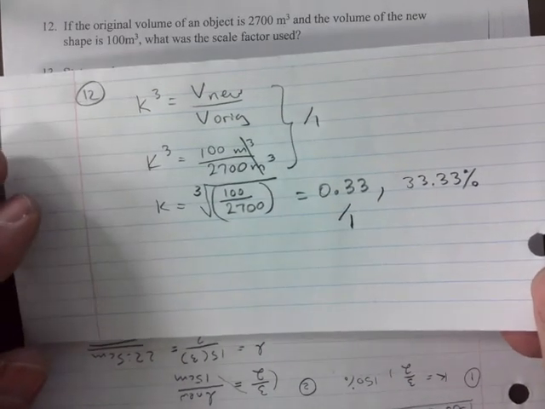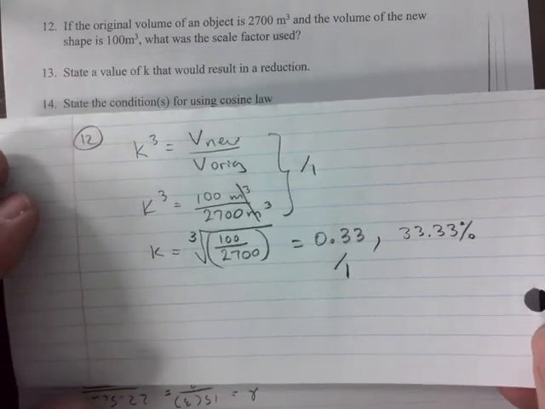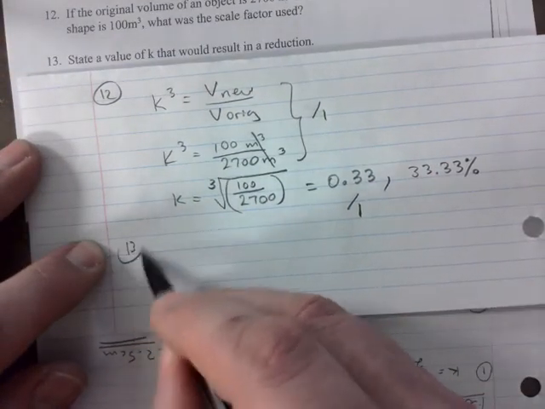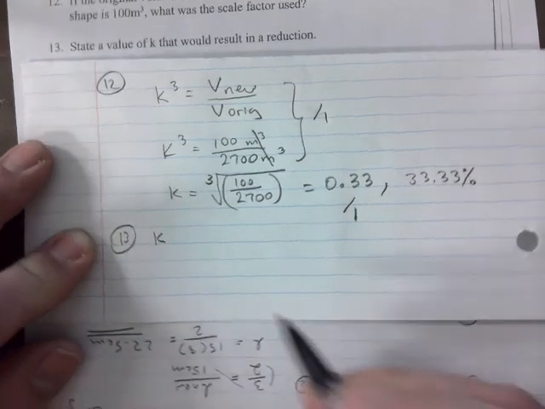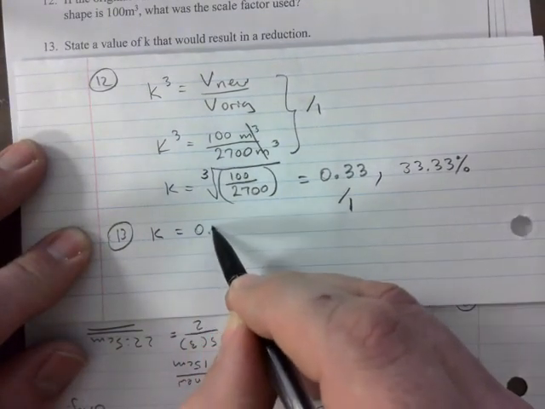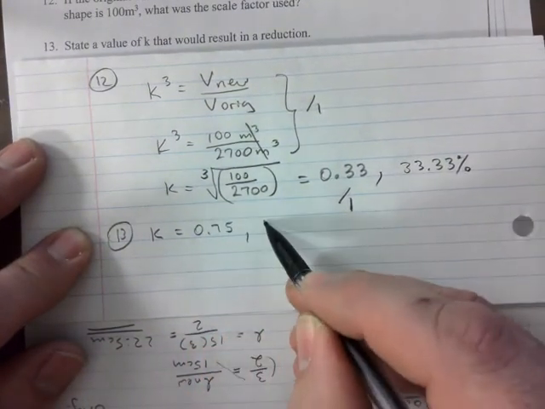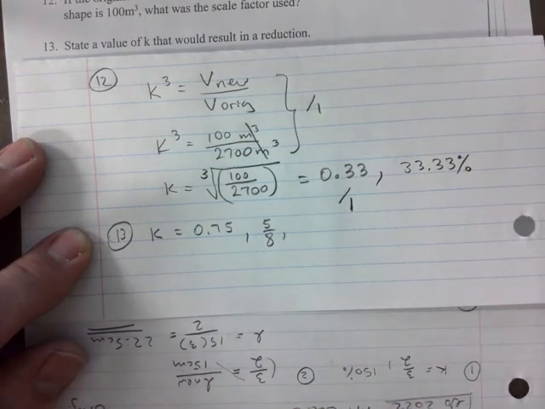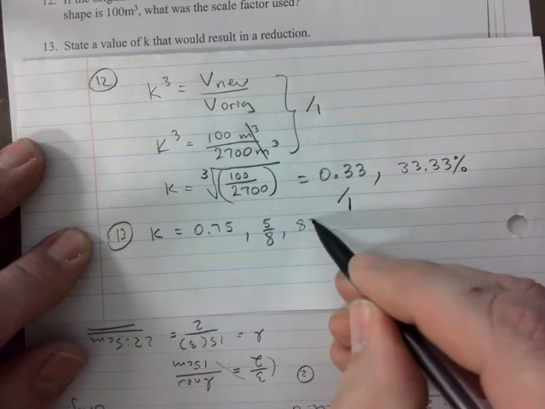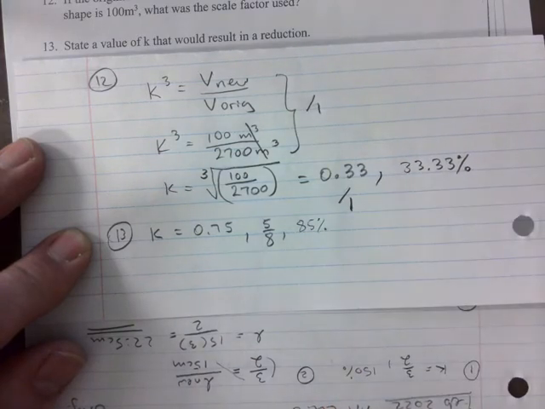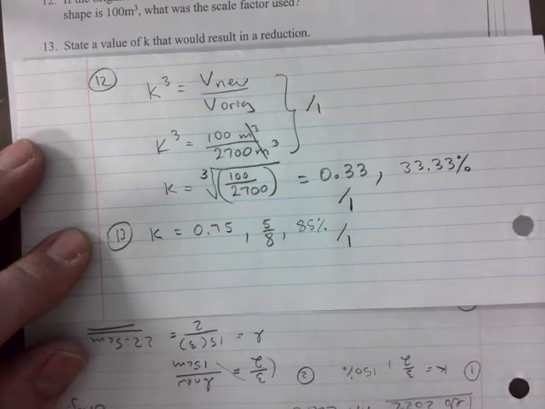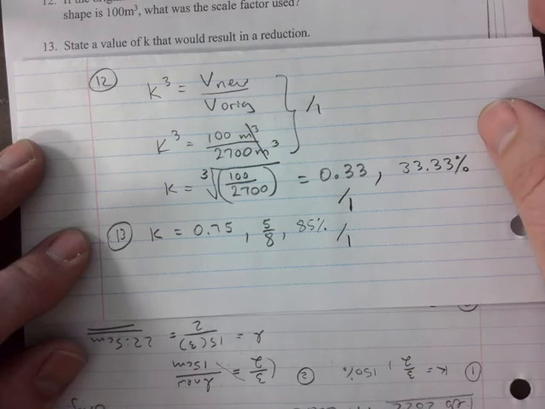And the last one, state K that would result in a reduction. This one is easy, so you pick. You can go 0.75, you can go 5/8, anything that's less than 1 will do. You can go 85% because it's less than 100%. So anything less than 1 will do. 1 mark there, that's a freebie if you were paying attention.